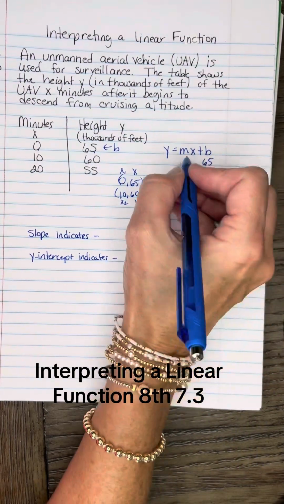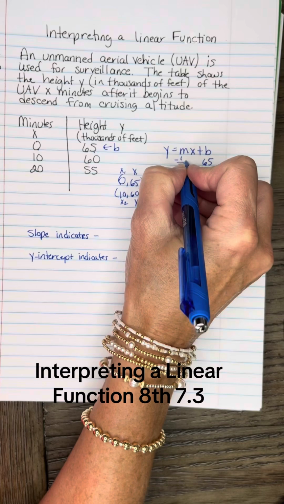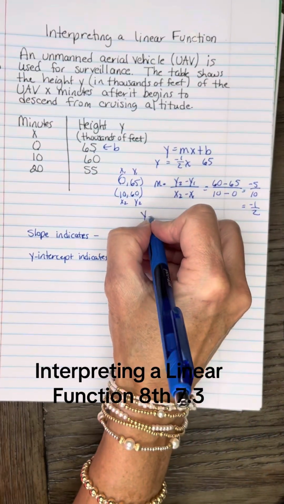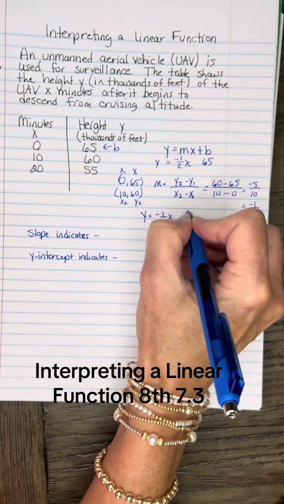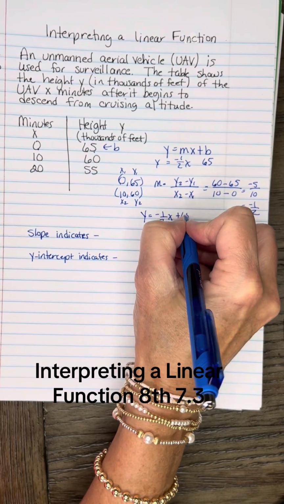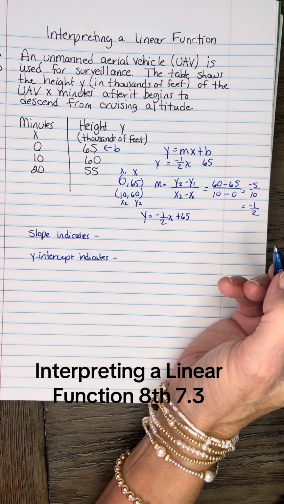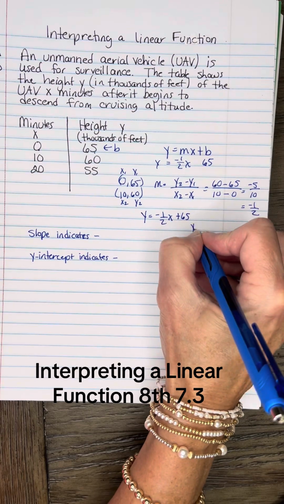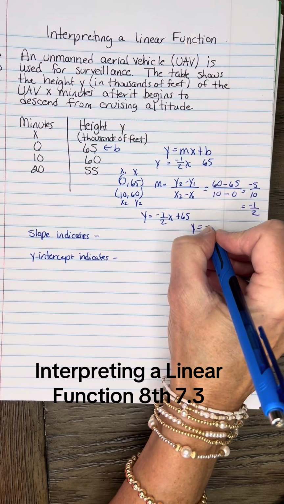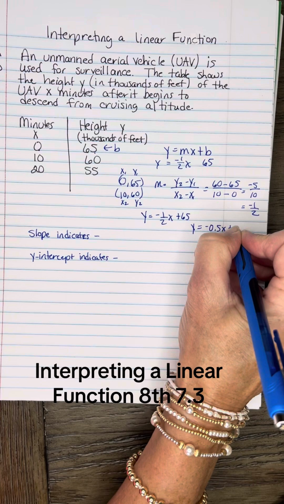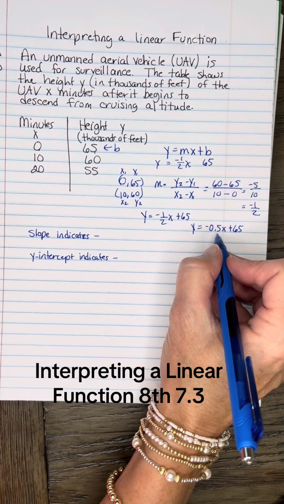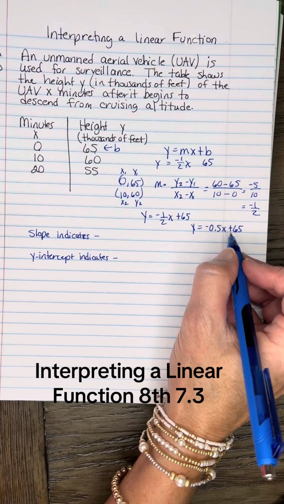So I've got my slope, and I've got my b. My slope was negative 1/2 x. So what I have is y equals negative 1/2 x plus 65. I believe this word problem puts it as a decimal instead of a fraction, as y equals negative 0.5x plus 65. So if you see that instead of 1/2, all they did was turn it into a decimal.